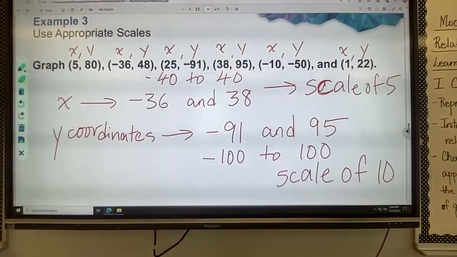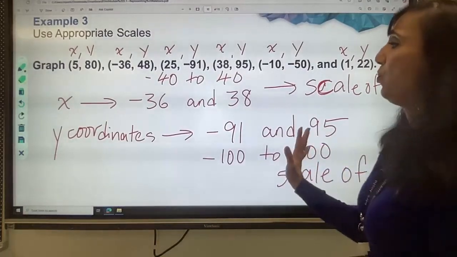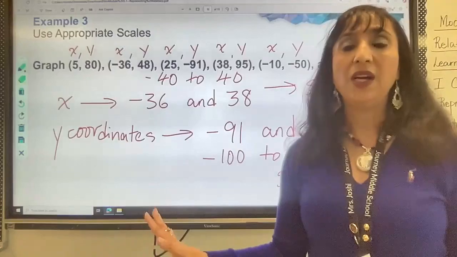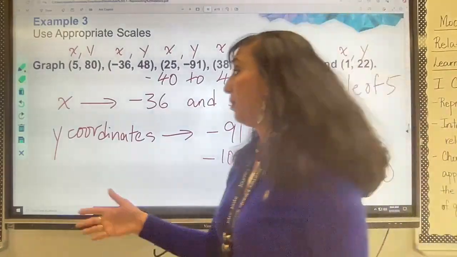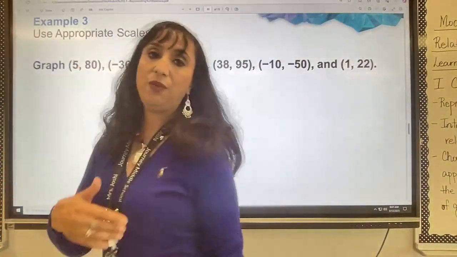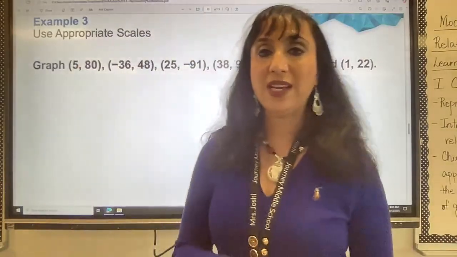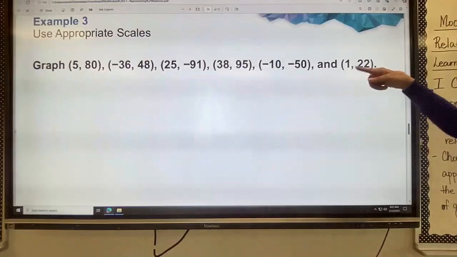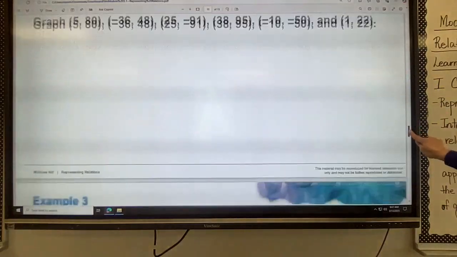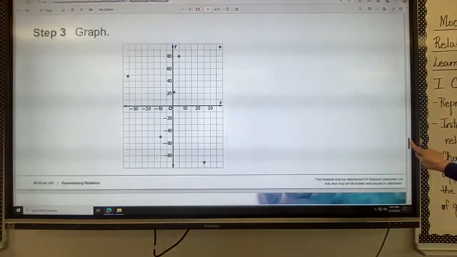And then the last thing we would do is graph it. So I'm going to show you one which is already graphed in order to save time. But we know that when we are graphing, we graph x before y always. And we're going to take the ordered pairs and we're going to graph them. And this is what it's going to look like.